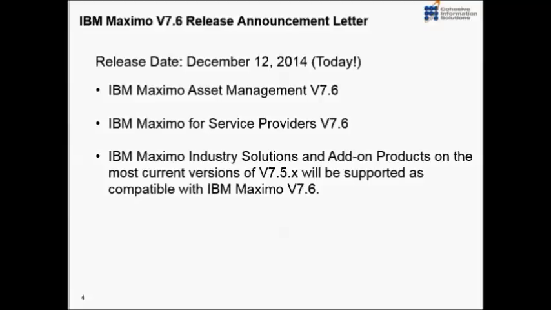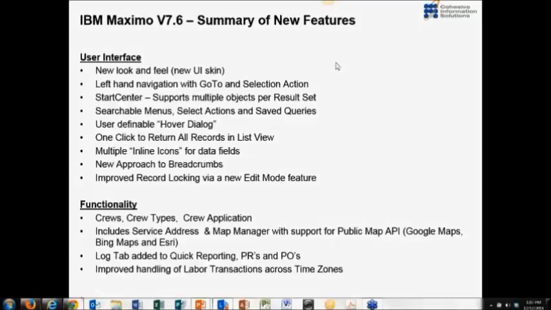So the look and feel that you'll see in 7.6 will apply to your industry solutions such as Maximo Nuclear, Maximo Life Sciences, Transportation, Oil and Gas, Utilities, which will all have the same look and feel as 7.6. Additionally, all the upgrade scripts to take you from a current version of Maximo that you're on to 7.6 are also shipping today and are available today.